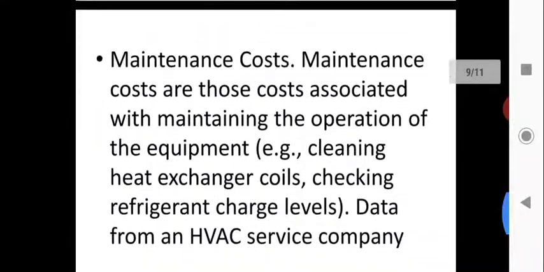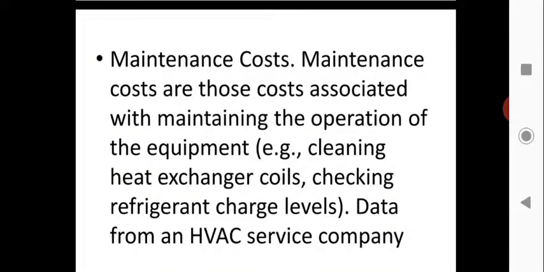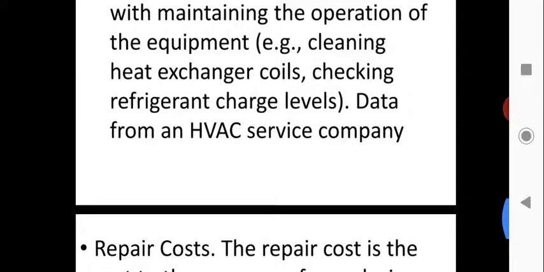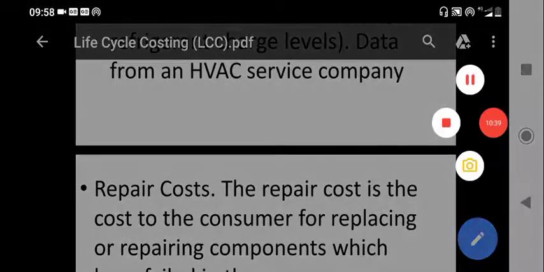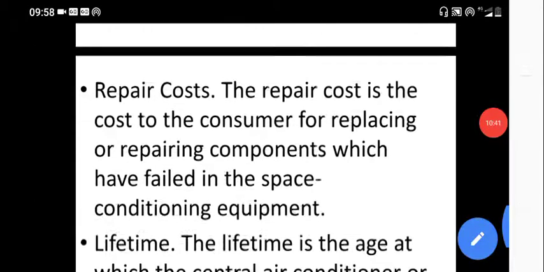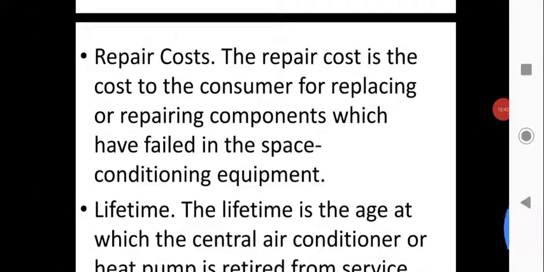So next one, the maintenance cost. Maintenance costs are those costs associated with maintaining the operation of the equipment, cleaning heat exchanger coils, checking refrigerant charge levels, data from an HVAC service company. Next one, repair cost. Repair cost is the cost to the consumer for replacing or repairing components which have failed in the space conditioning equipment.